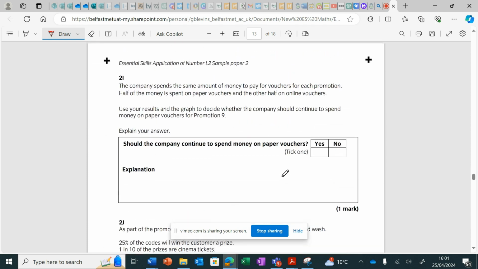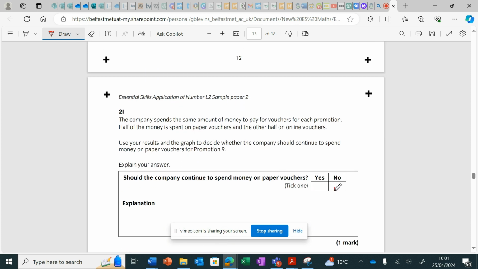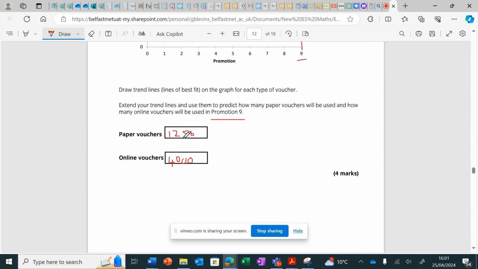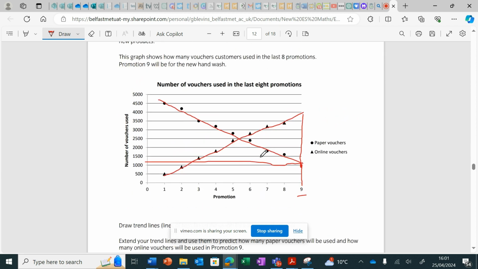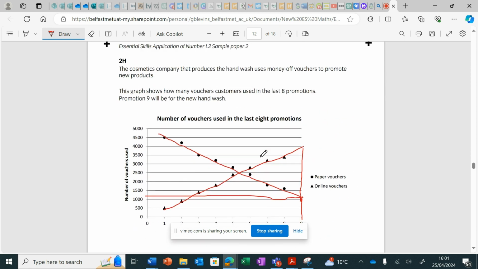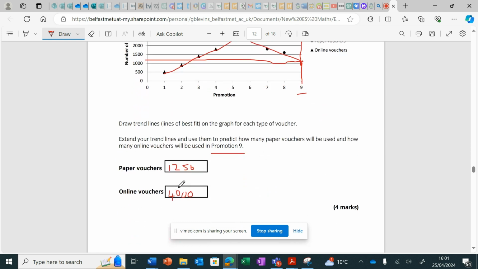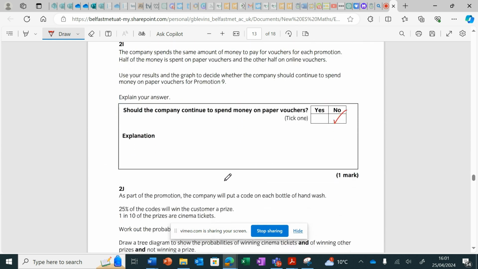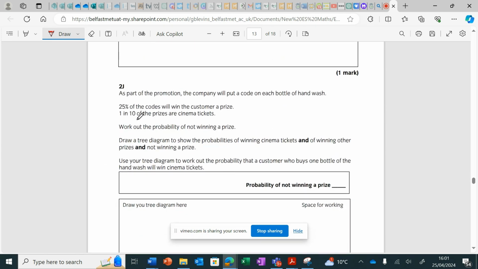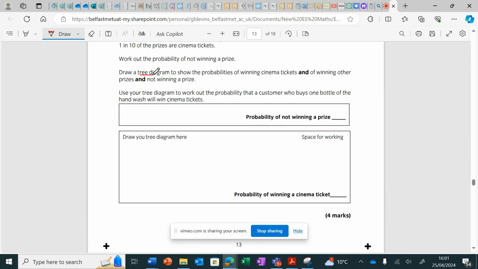Now we have a question. Should they continue to spend money on paper vouchers? Well, I'm going to say no. Why? Well, more people are using the online vouchers. A lot more. And then we have a tree diagram.